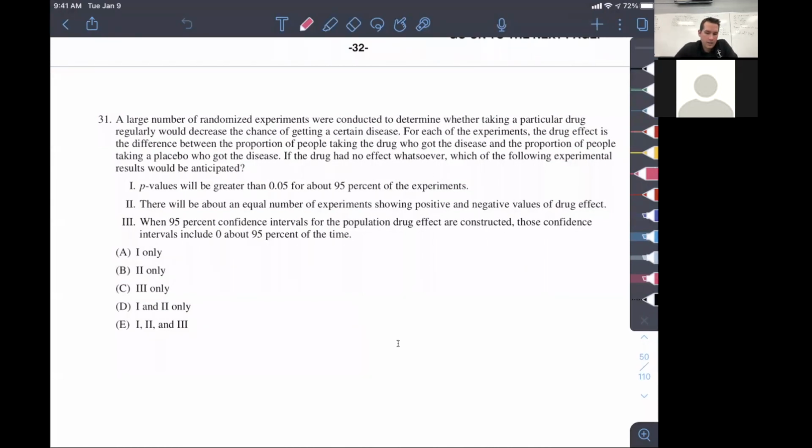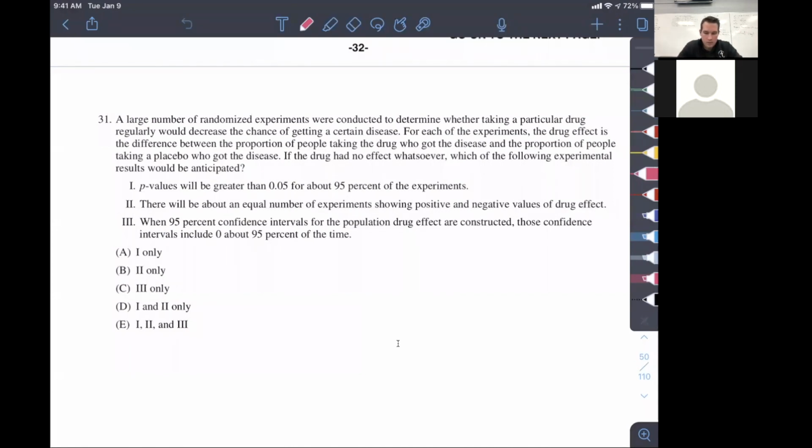And honestly, when I gave you guys this as a sample test, it's helpful to put yourself in the situation of the AP test. Take one of these, put a timer on yourself, really assess your ability on how you do this. So with 31, a large number of randomized experiments were conducted to determine whether taking a particular drug regularly would decrease the chance of getting a certain disease. For each of the experiments, the drug effect is the difference between the proportion of people taking the drug who got the disease and the proportion of people taking a placebo who got the disease.